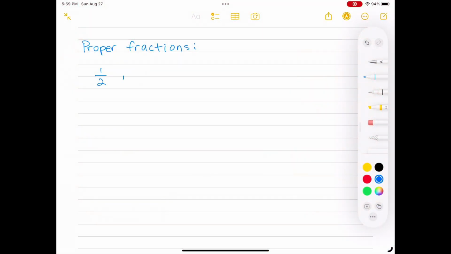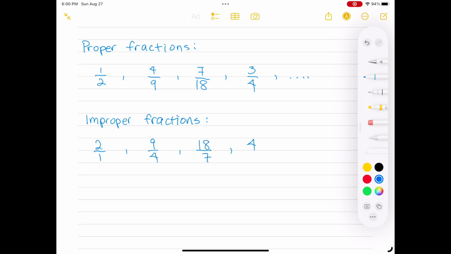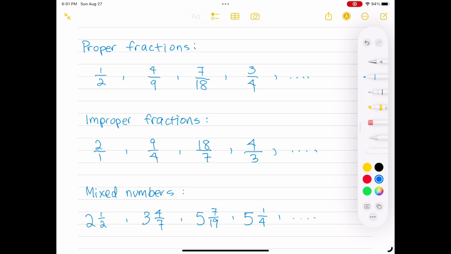So just to reiterate, proper fractions are those in which the numerator is smaller than the denominator. So 1/2, 4/9, 7/18, 3/4, etc. are proper fractions. Improper fractions are those in which the numerator is larger than the denominator, like 2 wholes, 9/4, 18/7, 4/3, etc. Mixed numbers are numbers in which there is a whole number with a fraction, such as 2.5, 3 4/7, 5 7/19, 5 1/4.